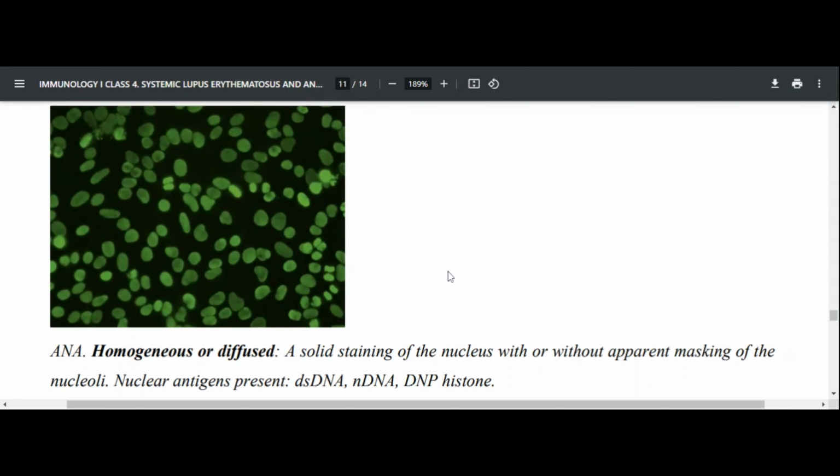And as you can see, it suggests that the antibodies detected are those against double-stranded DNA, single-stranded DNA, and deoxyribonucleoprotein, as well as histone antibodies. So that is suggestive of systemic lupus, even if it is not really specific for systemic lupus, but a high titer or high fluorescence suggests, of course, systemic lupus erythematosus.